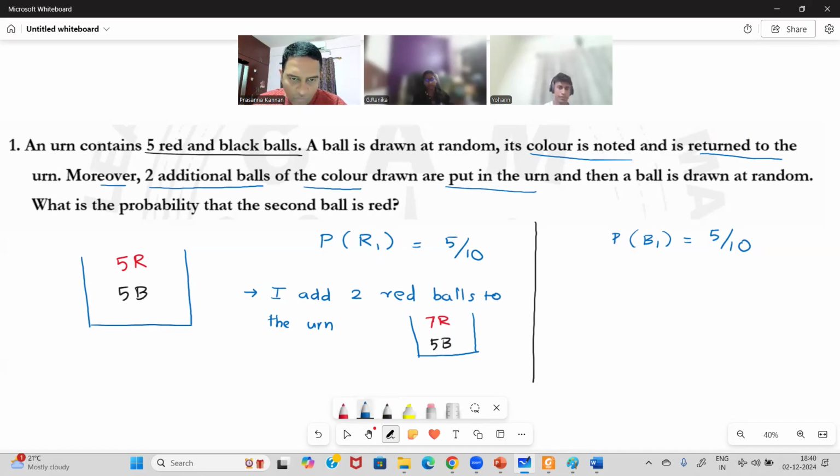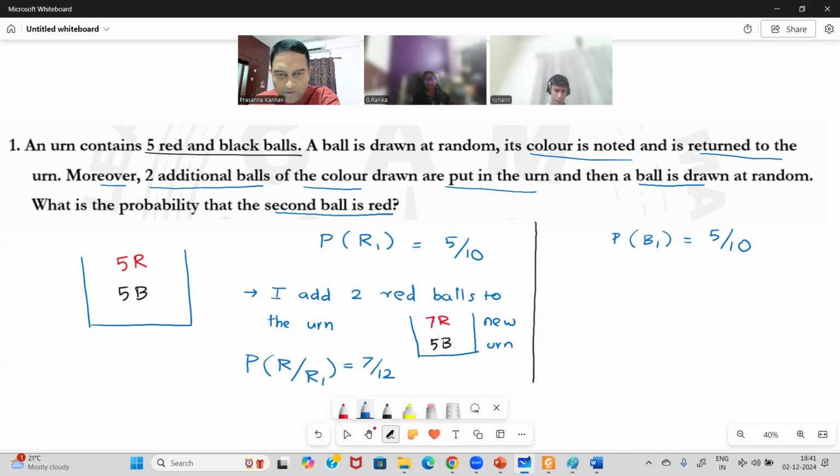Now, what am I doing now, Ranika? What is the next step? The next step is I'm drawing another ball. And what is that ball? The second ball is red. Correct. So there is no choice about that. Given that the first ball was red, what is it going to be? I'm taking a red ball. It's as simple as that. So what is the answer? It would be 7 by 12. That's all. 7/12. Very good.